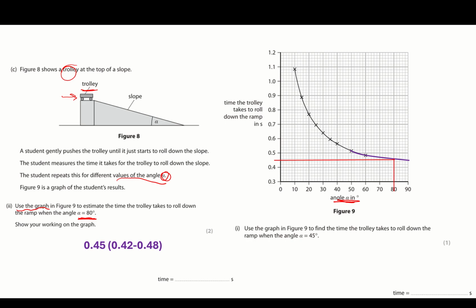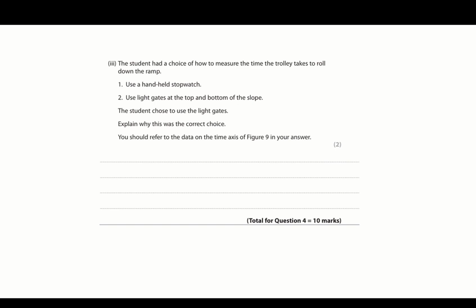So that's that one. It then says do the same again, this time though for 45 degrees. So go up, go across, I get 0.54. Each of these are going up in 0.02s. So 0.54, and the mark scheme said anywhere between 0.53 and 0.55. So that's that done. Quite a nice easy question so far.